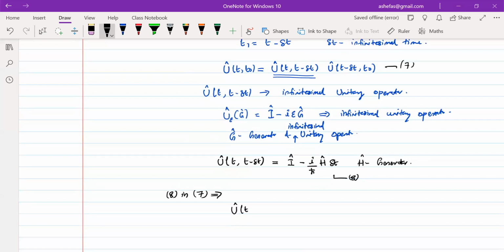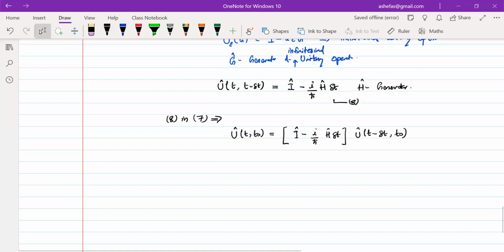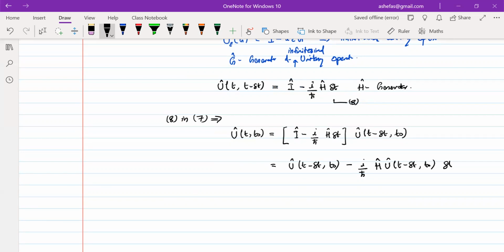This implies U(t,t0) equals the quantity one identity minus i by h cross H times delta t, times U(t minus delta t,t0). Then on the right side we have two terms. One is U(t minus delta t,t0), minus i by h cross H times U(t minus delta t,t0) times delta t.